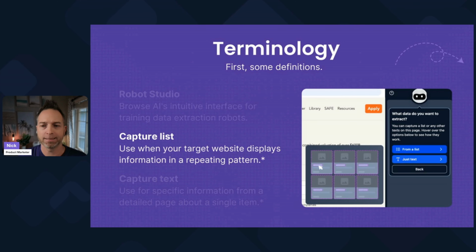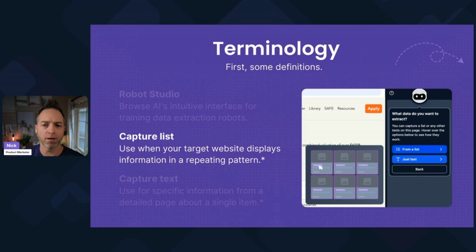So capture list. There's two things you can capture when you click on capture text. Capture list is when your target website displays things in a repeating pattern. So it could be different people or products or places, properties. You can usually tell what a list looks like. And I'll show you sometimes when it's not so obvious, but usually a list is very obvious, like in the screenshot. It's a repeating pattern of things.